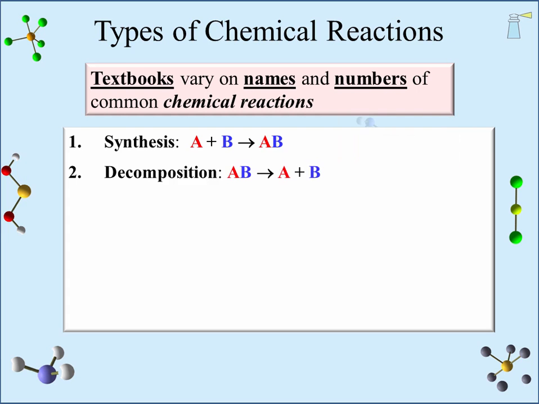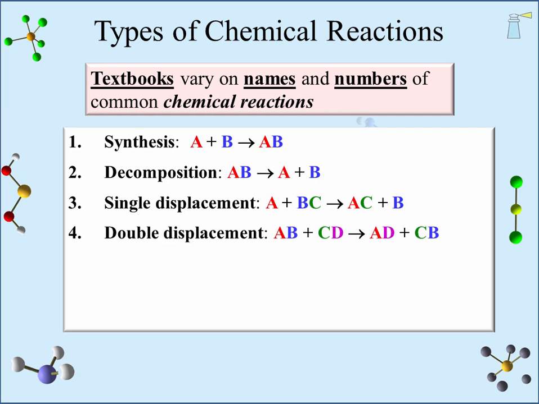The reverse of the synthesis reaction is the decomposition reaction. These follow the form of chemical AB breaking down to yield chemical A and chemical B. And then there is the single displacement reaction. Here chemical A reacts with chemical BC to produce chemical AC and chemical B. Chemical B in this reaction is replaced with chemical A.